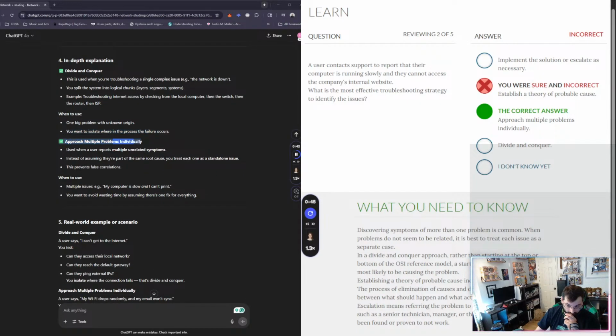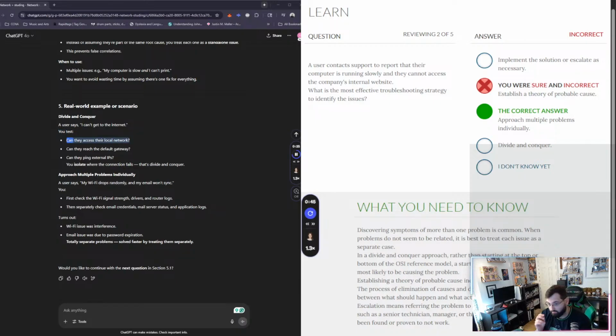Approach multiple problems individually. Used when a user reports multiple unrelated symptoms. Instead of assuming they're part of the same root cause, you treat each one as a standalone issue. This prevents false correlations. When to use: multiple issues, for example, my computer is slow and I can't print. You want to avoid wasting time by assuming there's one fix for everything. 5. Real-world example or scenario. Divide and conquer. A user says, I can't get to the internet.